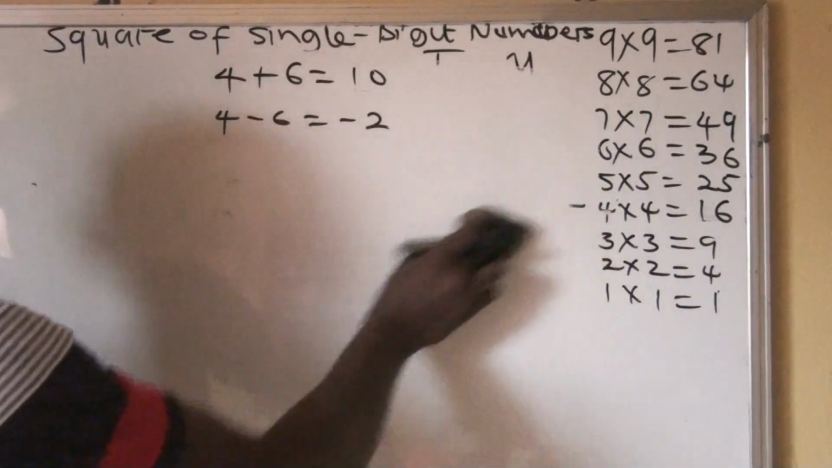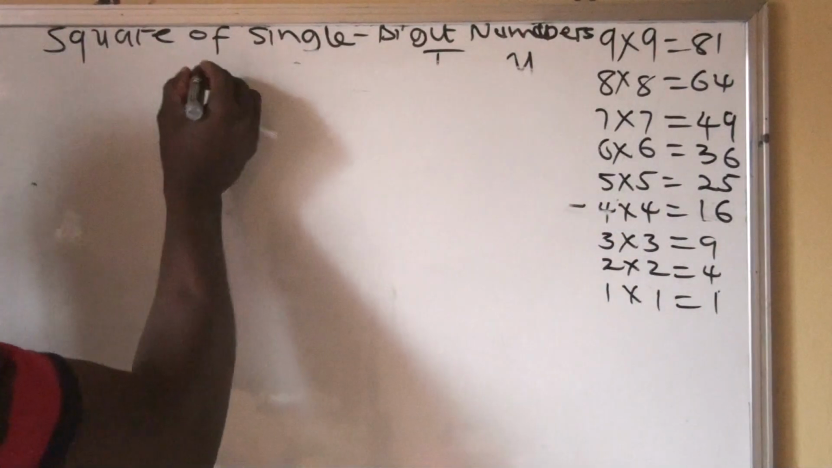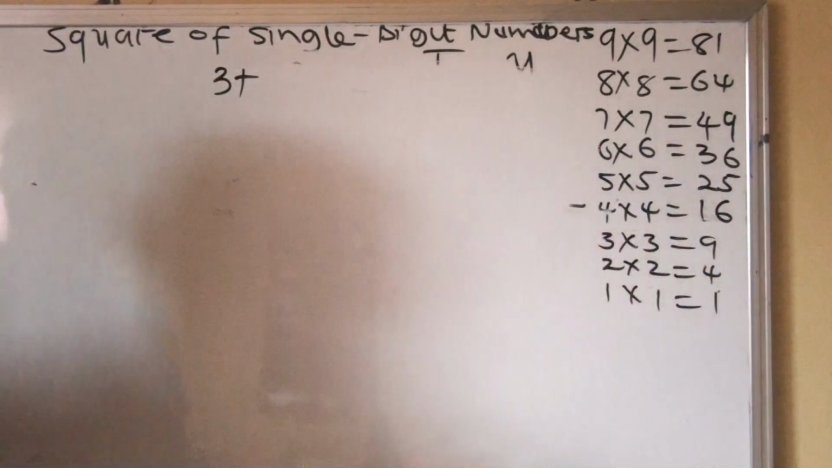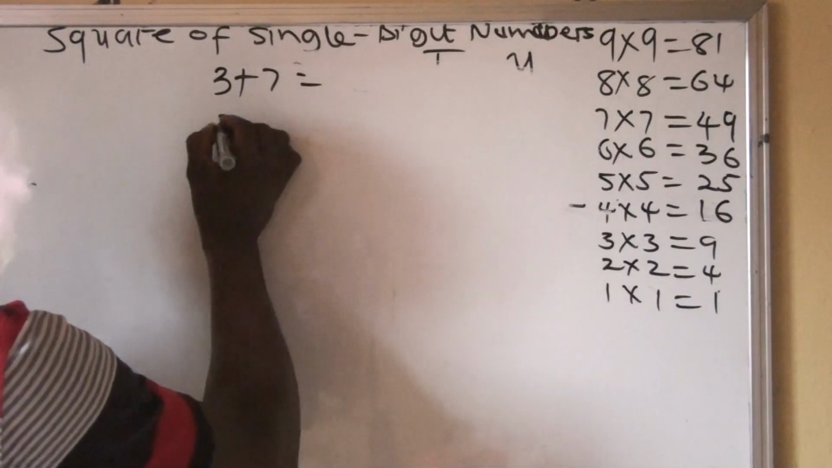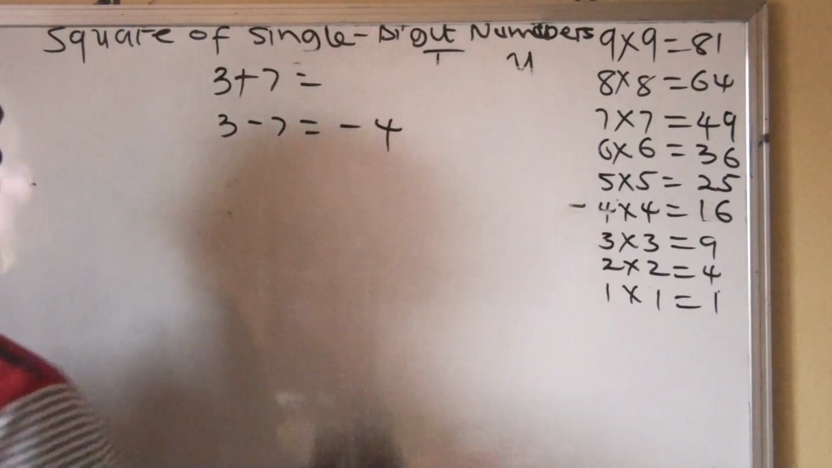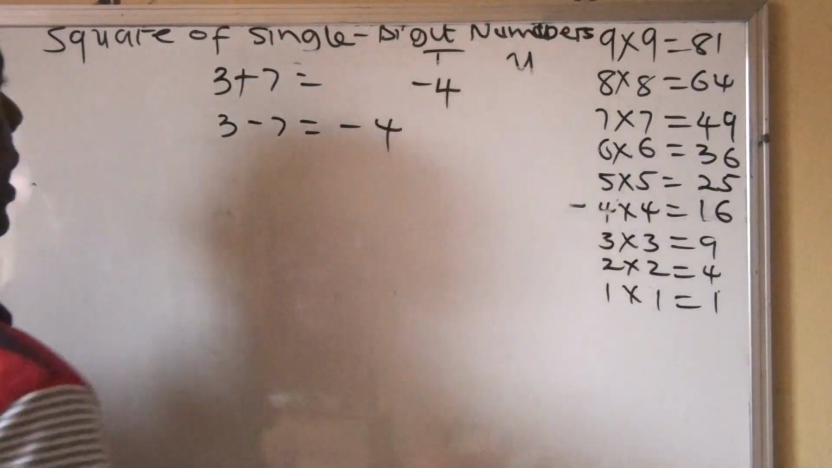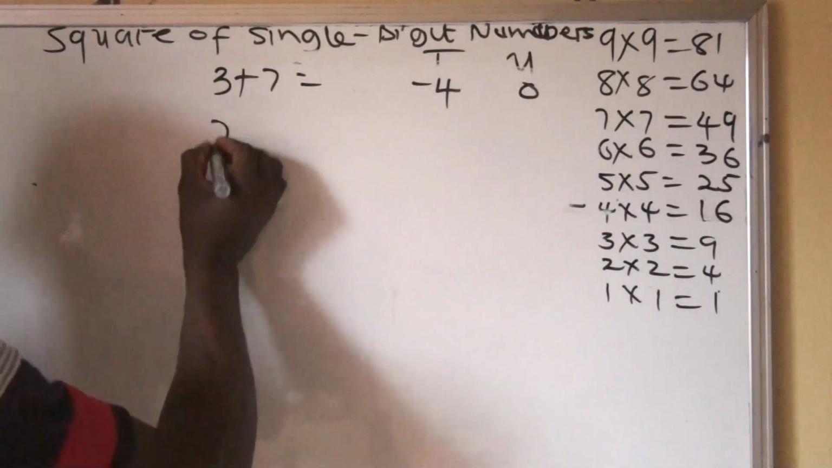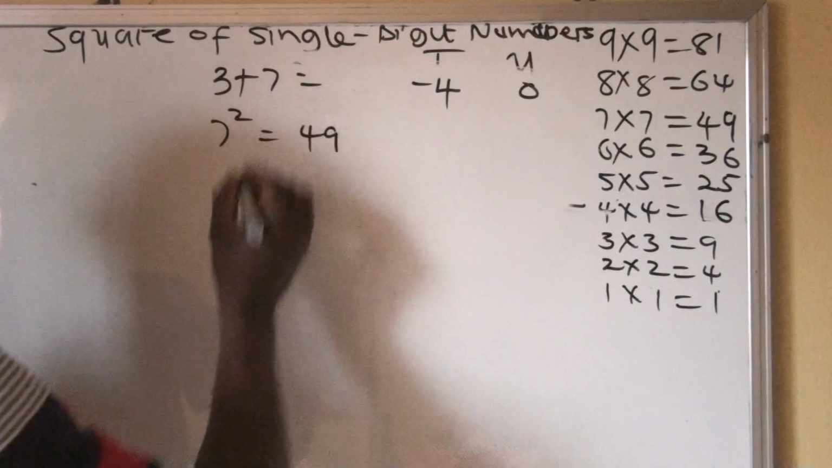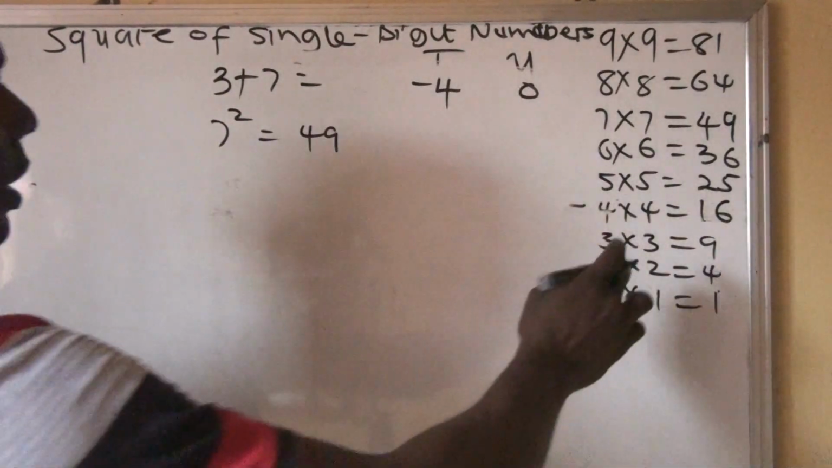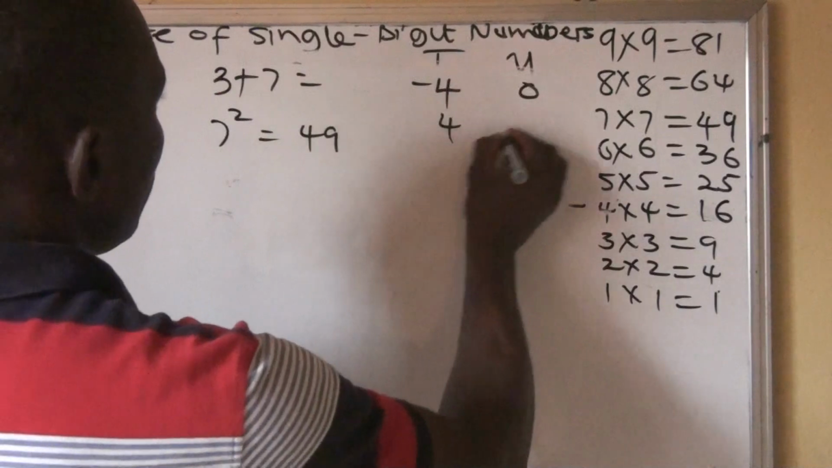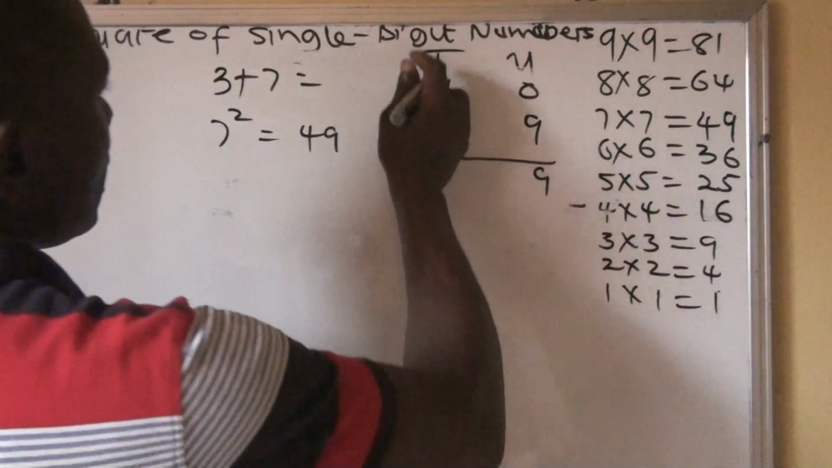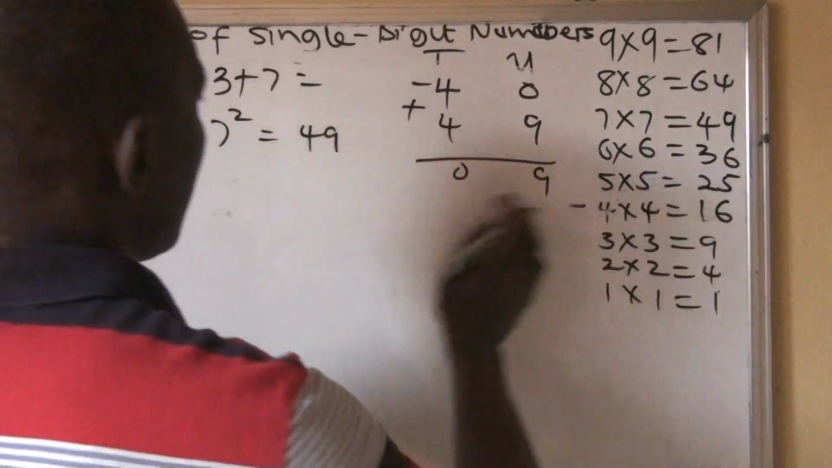Okay, let us move on to 3. What number do we need to add to 3 to make it 10? It is 7. So we say 3 take away 7, we have minus 4. So this will be under the tens digit. Then we say 7 square is 49. We already know it here. This is minus 4 and 49. Adding, 0 plus 9 is 9, 4 minus 4 is 0. So our answer is just 9.